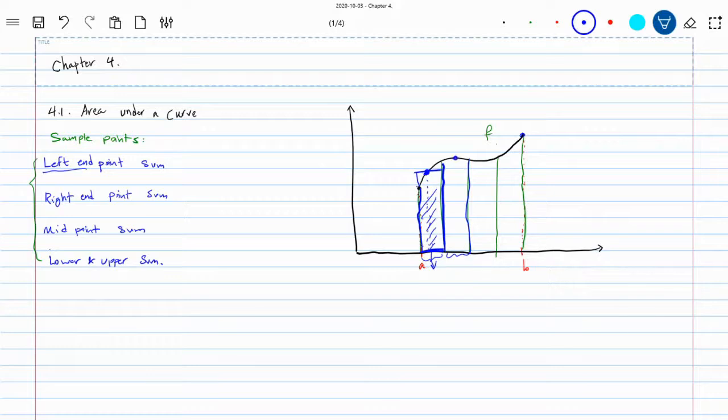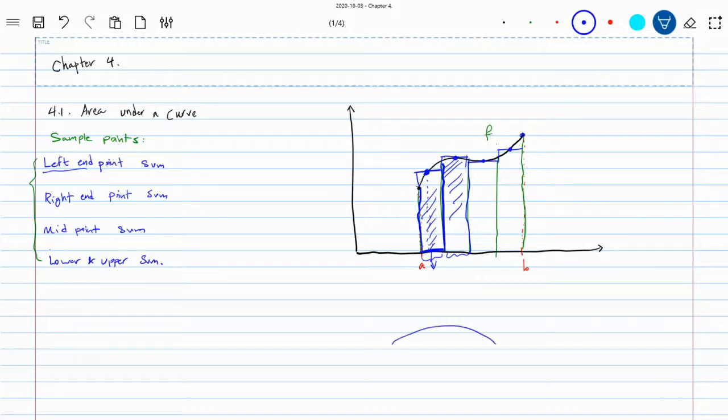The y value of that middle point on the curve will give you the height of the rectangle. Here I'll pick this middle point and approximate the area under the curve with this y value of that middle point. Here I'll pick that one. And you notice sometimes the middle point is a better approximation.